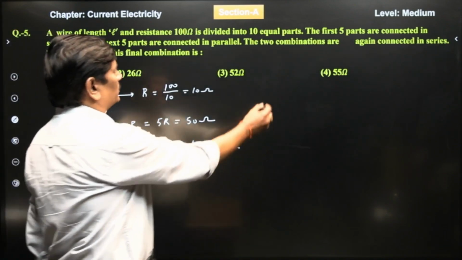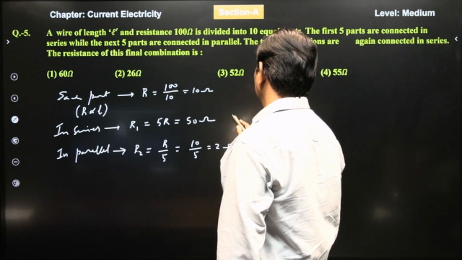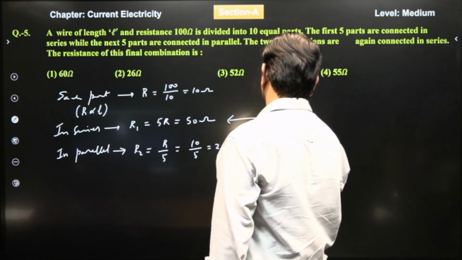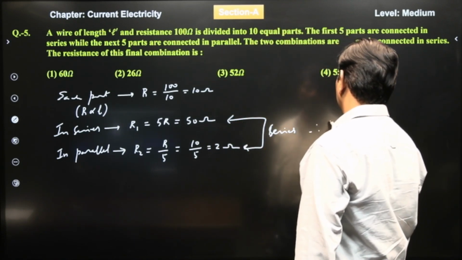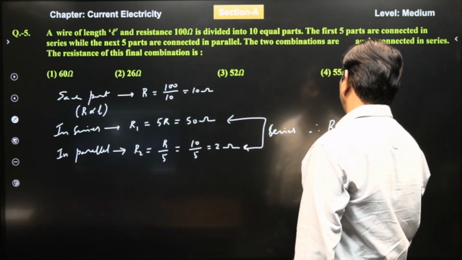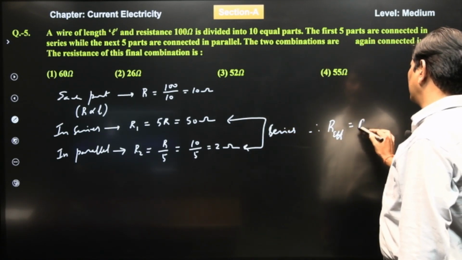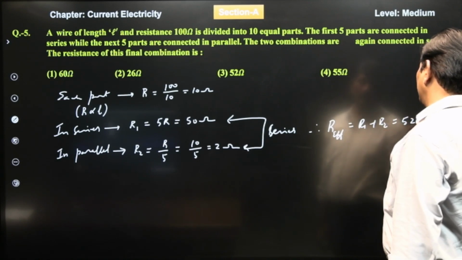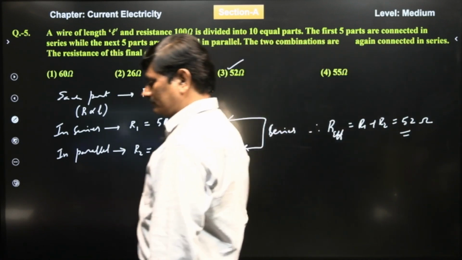Further, it is mentioned that these two combinations are again connected in series. Therefore, the final effective resistance in series means R1 plus R2, and you get 52 ohms. So this is 52.